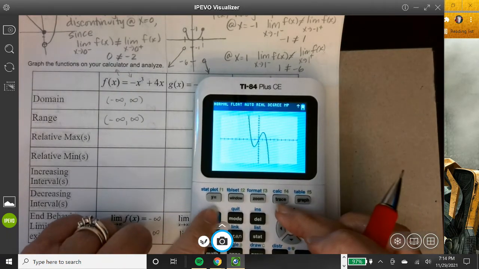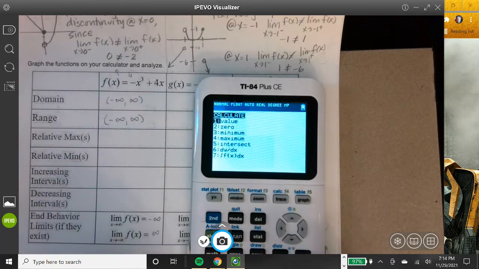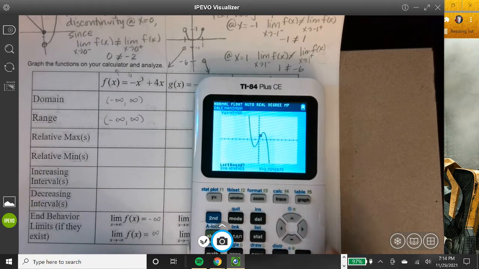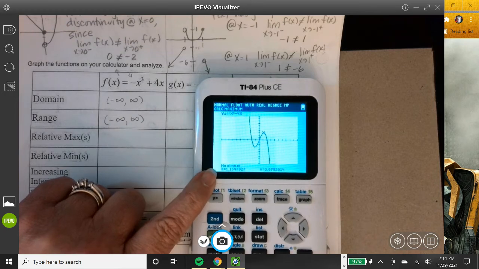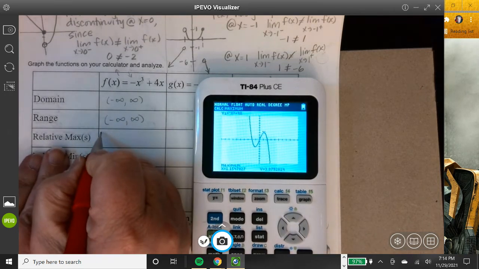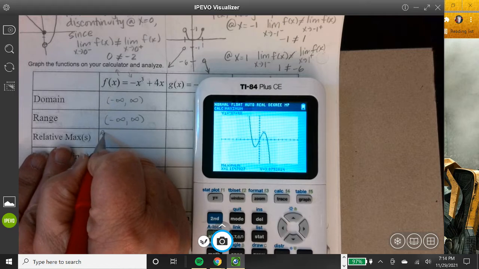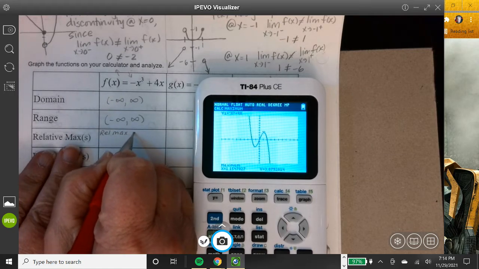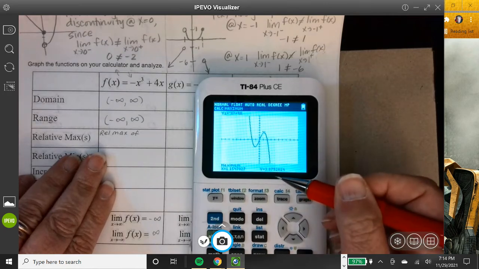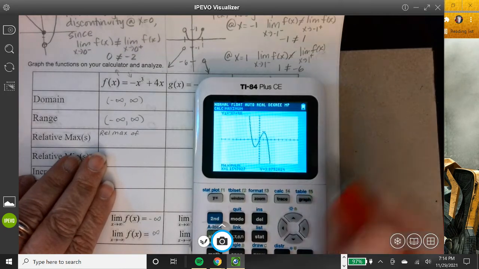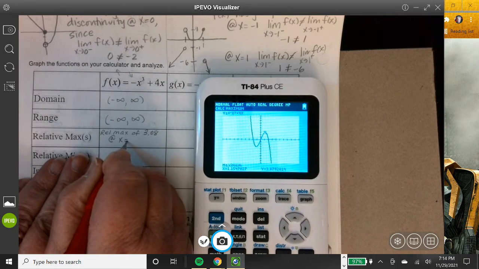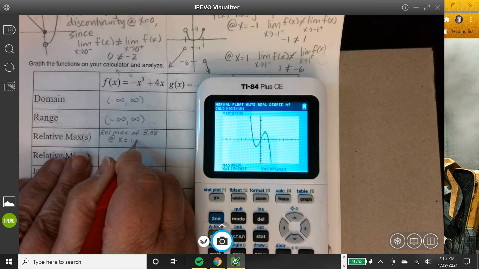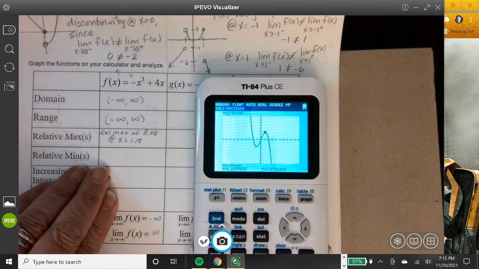So I'm going to go second, calculate the maximum, which is number 4. And on the left bound, I'm going to hop over. That's the left bound of my maximum. And this is my right bound. Press enter. And I have the calculator guess, okay? And so my maximum is what? We can say we have a relative max of what? What's that y value? The y value is 3.08 at x equals 1.15.